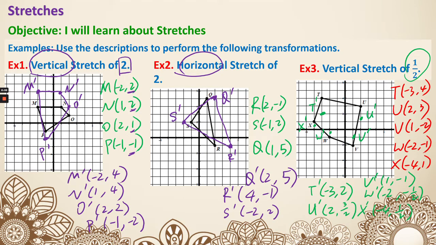Now I just need to connect them. T prime to U prime to V prime, V prime to W prime, and W prime to X prime. Lastly, X prime to T prime. That's my general vertical stretch for example 3.